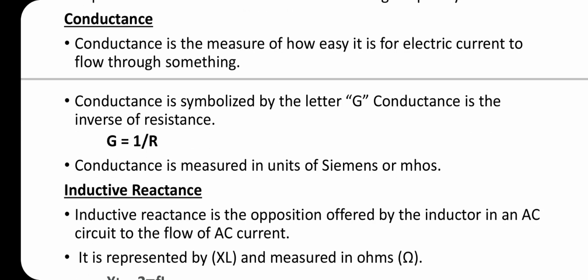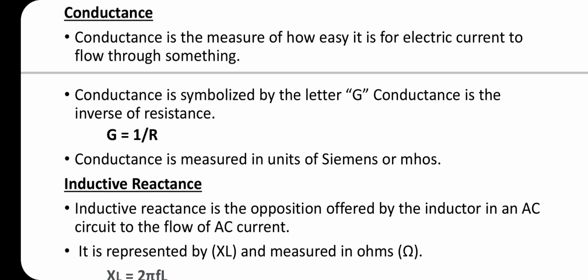Conductance. Conductance is the measure of how easy it is for electrical current to flow through something. Conductance is symbolized by the letter G. Conductance is the inverse of resistance. G equals 1 by R. Conductance is measured in the unit of Siemens or mho.